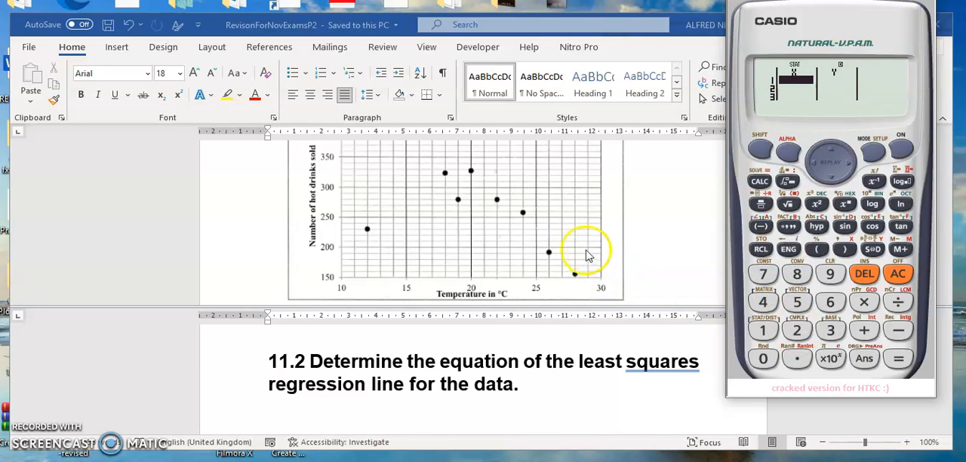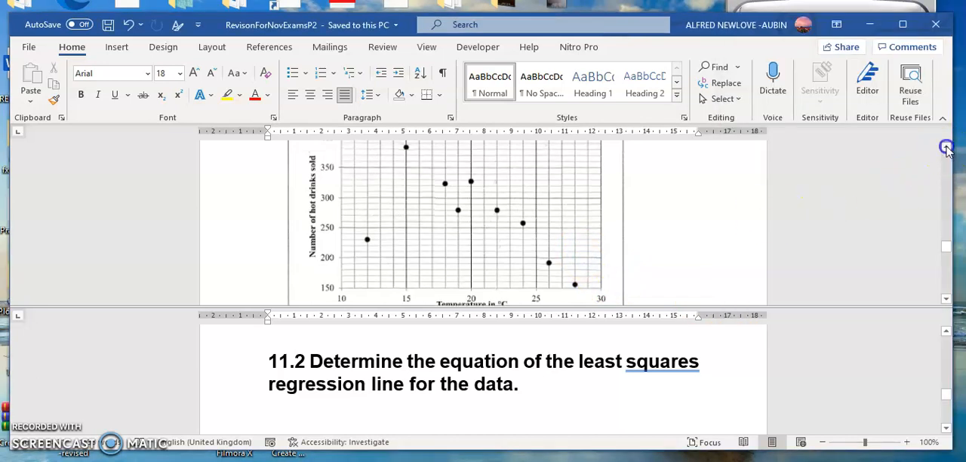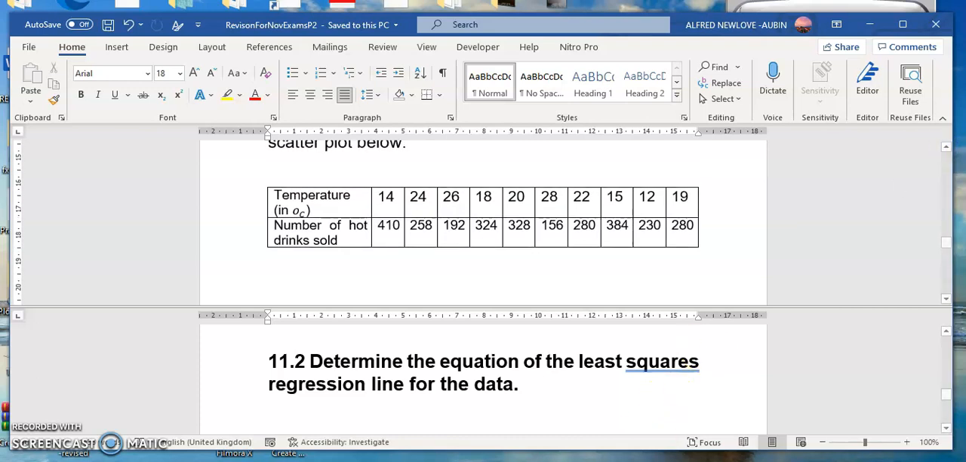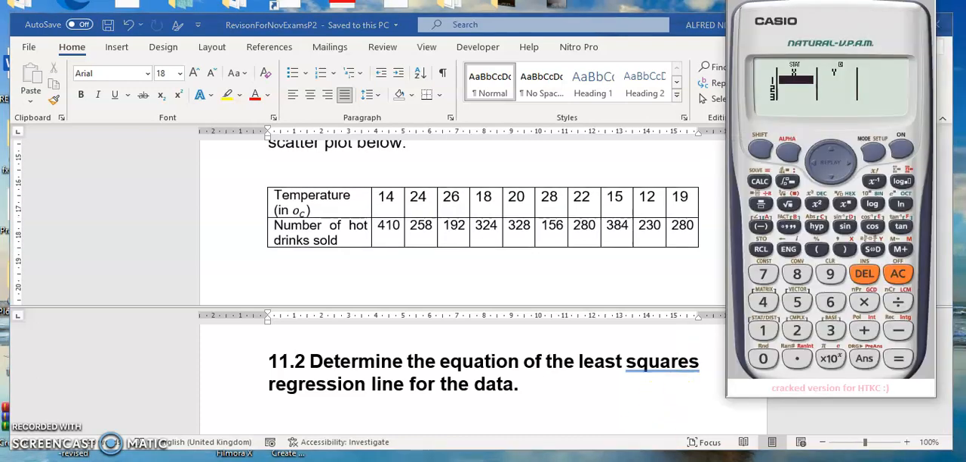So I'm going to input the data. So let me go back to the table. That is easy for me to input the data. So I'm going to input the x values starting from 14. So I have my 14 equal, then 24. You take your time to do this.